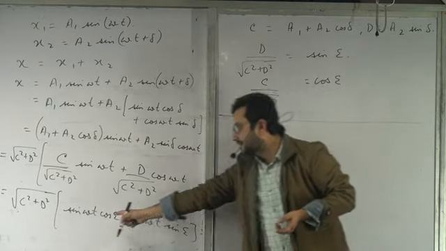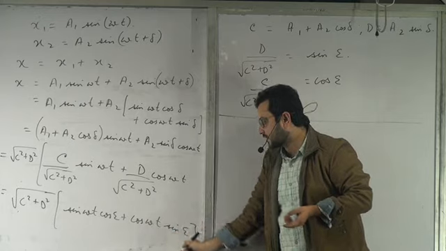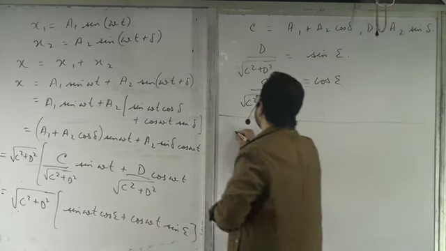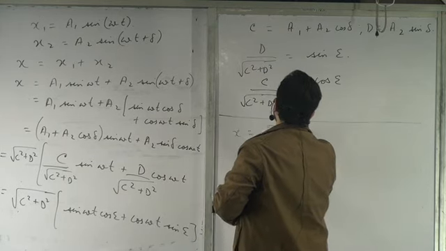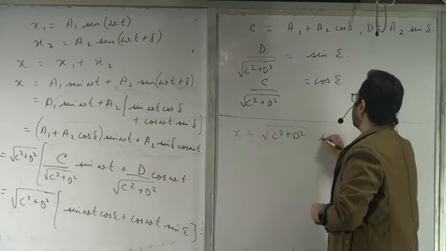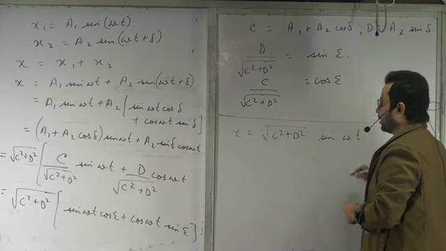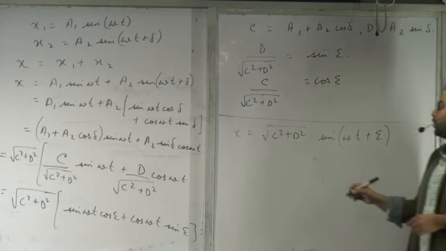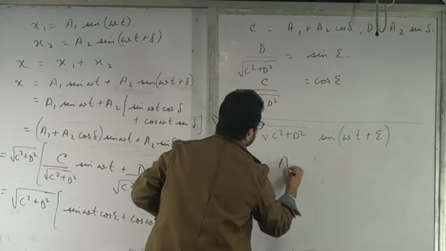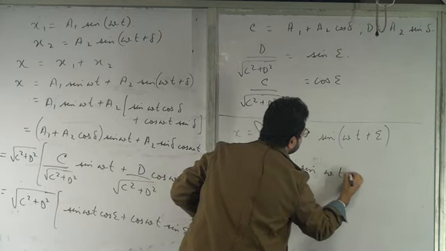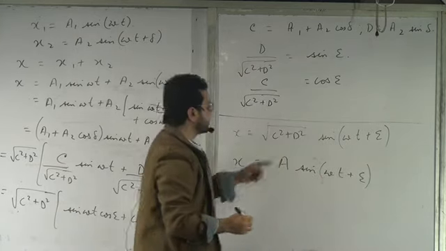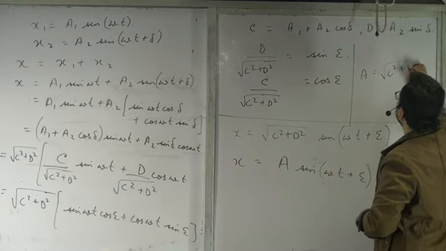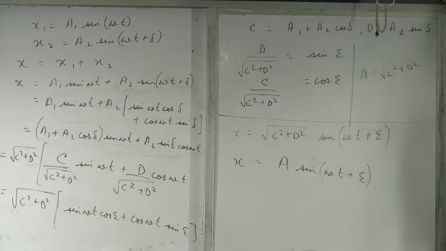So what is this? Is this sine A cos B plus cos A sin B? So this is basically what? Sine A plus B. So I can write x is equal to under root of c square plus d square into sine omega t plus epsilon. Okay. Now we are going to write it as x is equal to A sine omega t plus epsilon. Now this term A is under root of c square plus d square. Is that clear? Any problem?